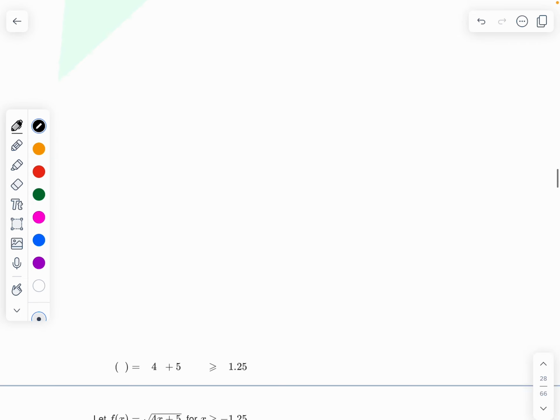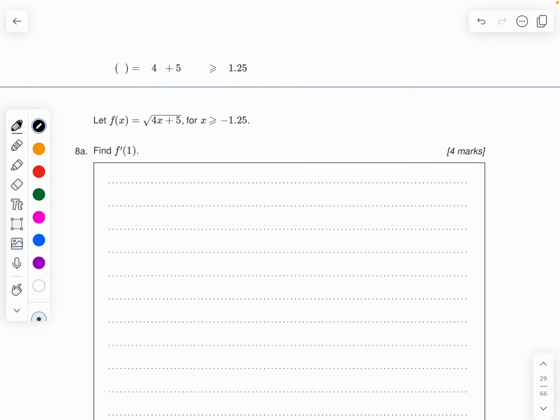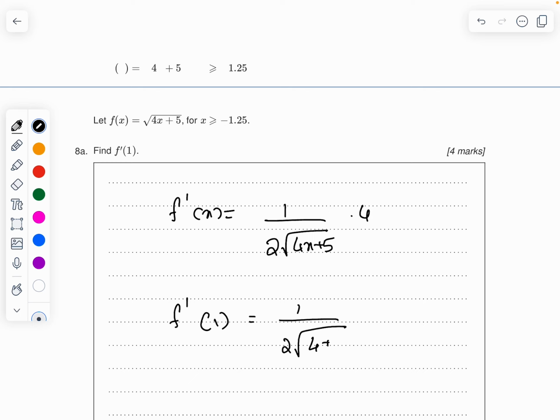Question number 8. f of x equals the square root of 4x plus 5. Find f prime 1. So f prime x equals 1 upon 2 root of 4x plus 5, times the derivative of 4x plus 5, which is 4. Now substitute 1 in this: 1 upon 2 root of 4 plus 5, times 4, which is going to be 2 upon 3.